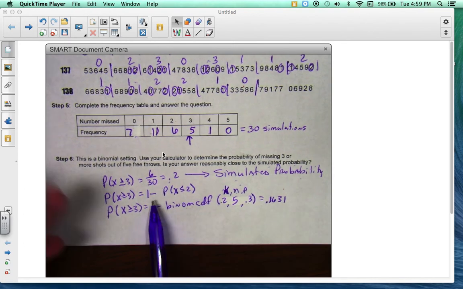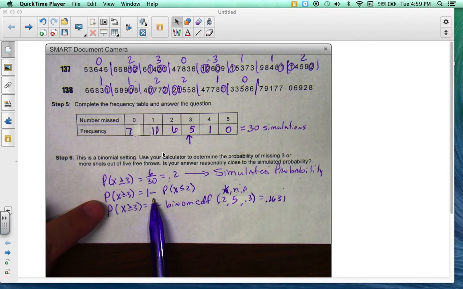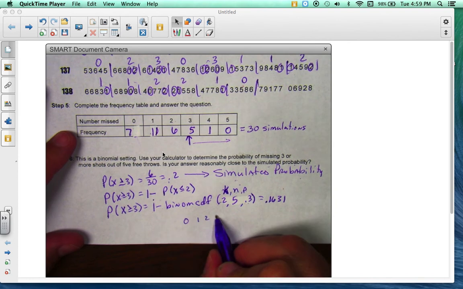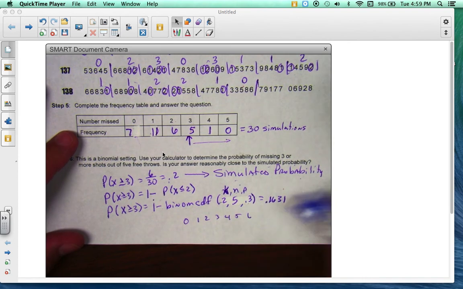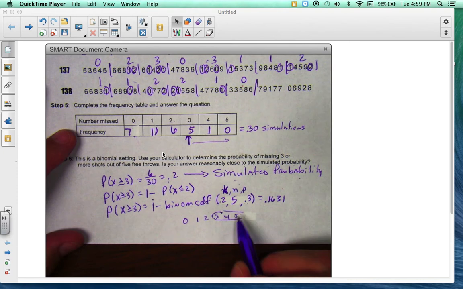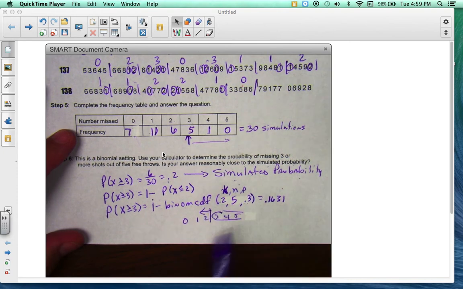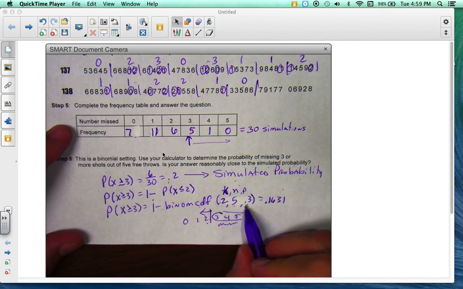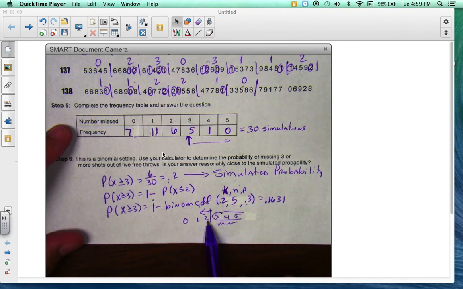Now, what we learned today was binomial CDF. And what you do, since we want this area to the right, so if I have 0, 1, 2, 3, 4, 5, all right, not 6, but 5, I want to know the probability that he misses 3 or more. So that means I want to find the CDF of 2. But I have to subtract it from 1 because I want this probability to the right. And so I go 1 minus binomial CDF, and I get 0.25 and 0.3 is my probability. So your K is 2, that's this right here. N is 5, and your probability is 0.3, and you get 0.1631.